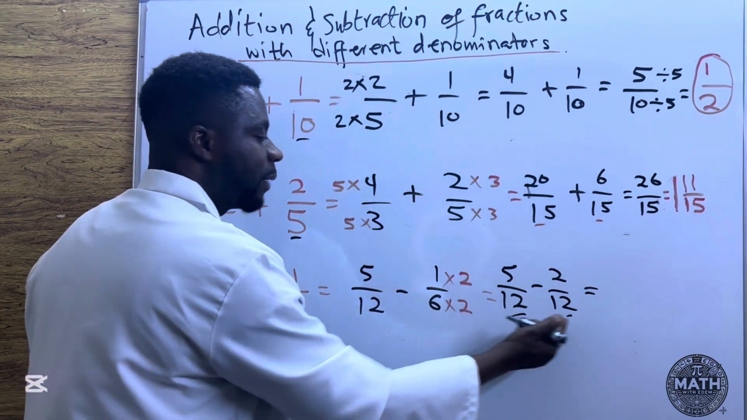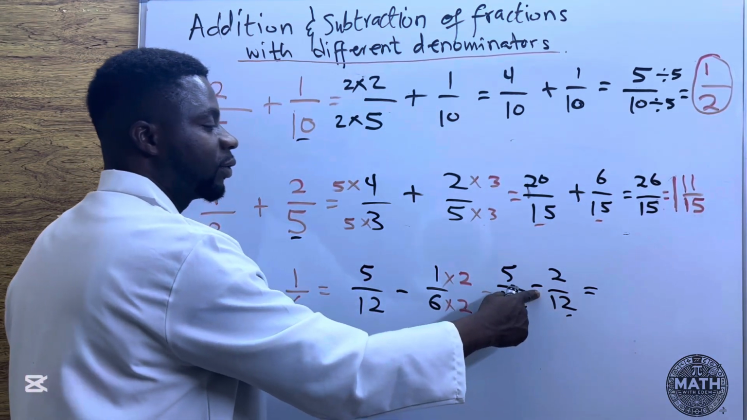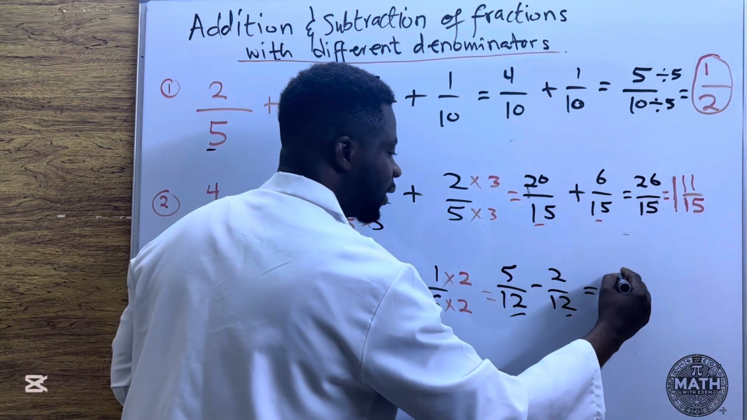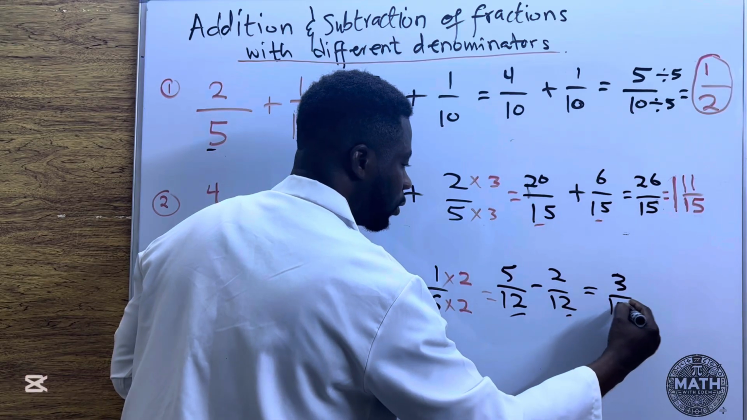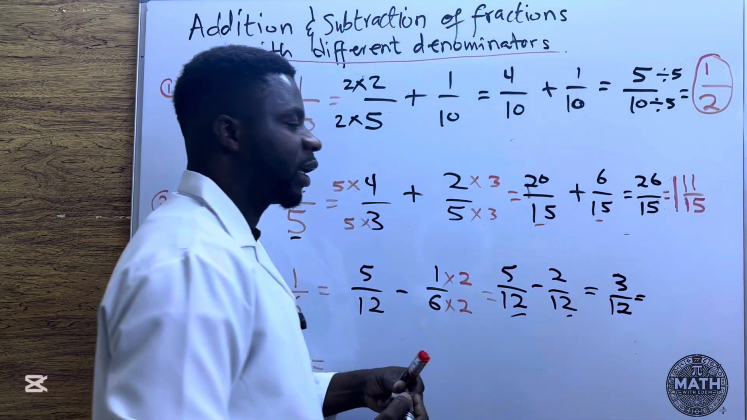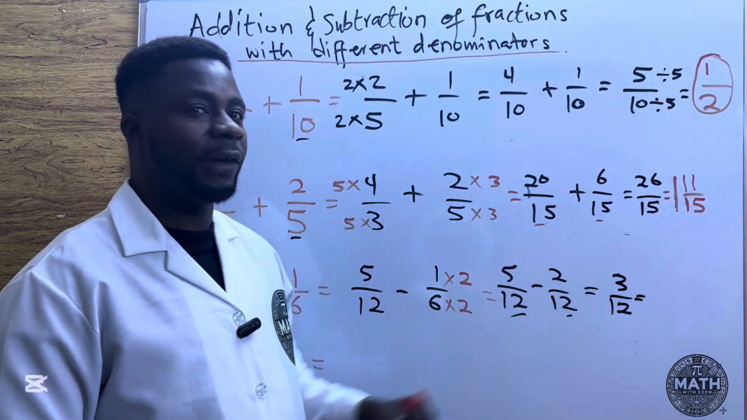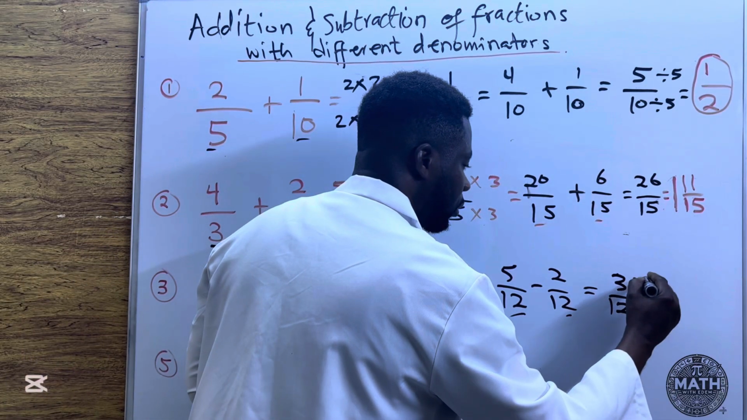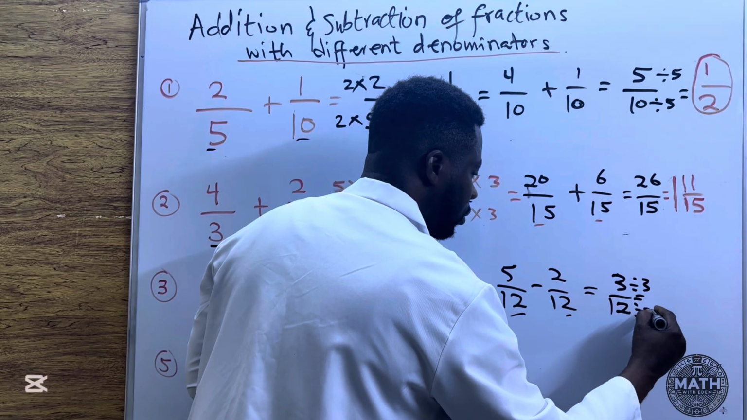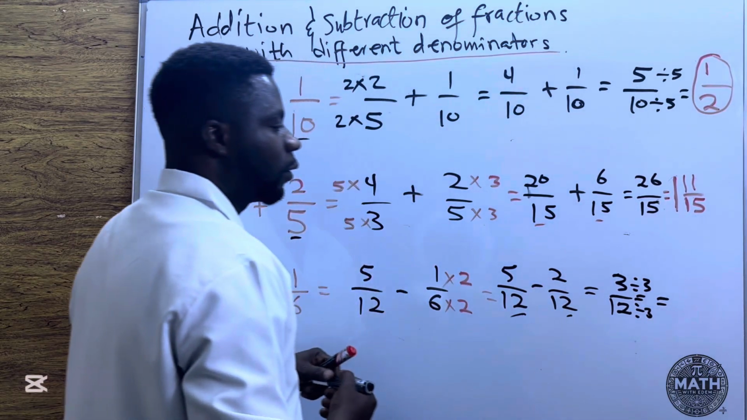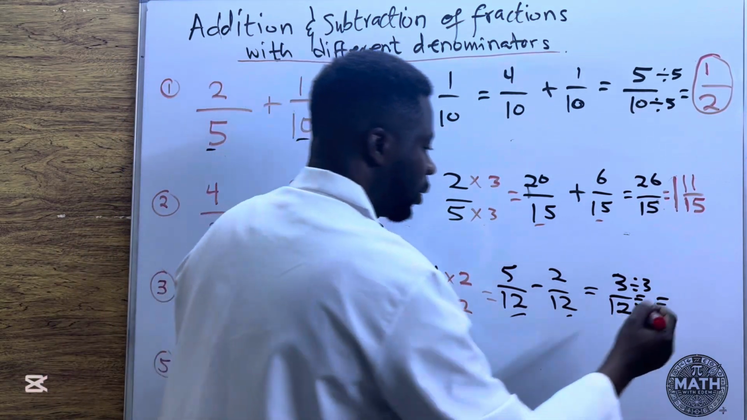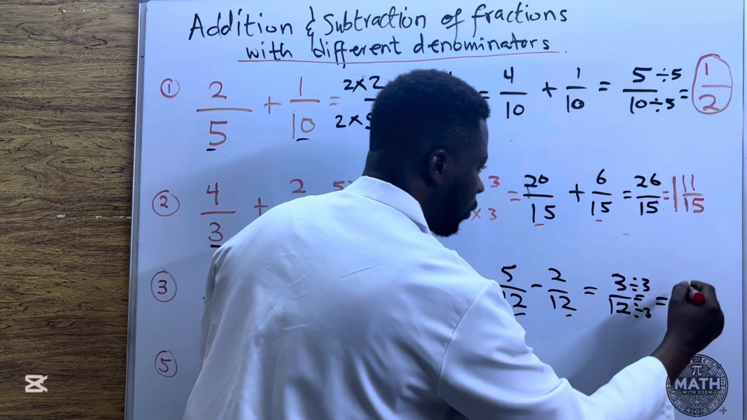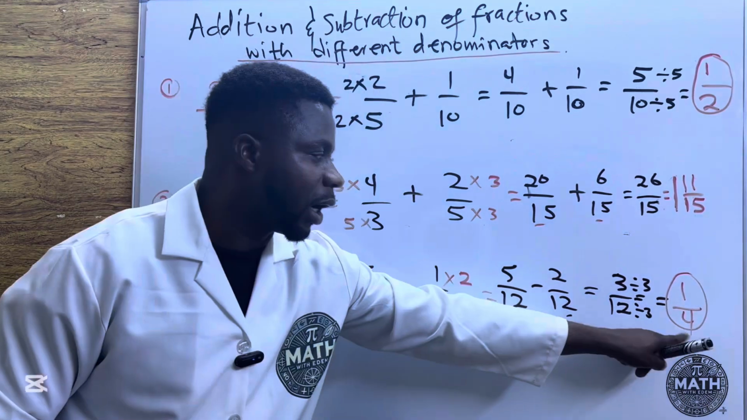Now, having the same denominators, it is easy to subtract. So we have 5 minus 2 giving us 3 over 12. We can still simplify to a smaller form. So we're going to be dividing by 3. So 3 divided by 3 gives us 1 over 4. And that is our answer.